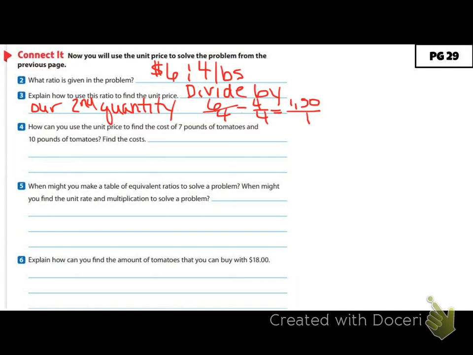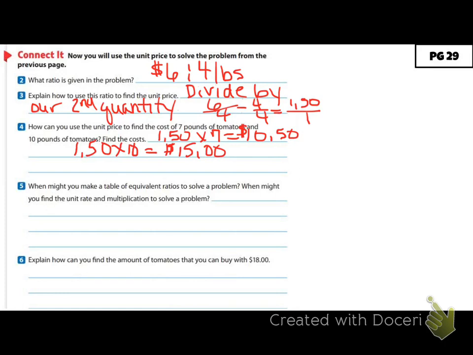Number 4, how can you use the unit price to find the cost of 7 pounds of tomatoes and 10 pounds of tomatoes? Find the cost. Well, if we know how much 1 pound is, we can take that cost, which is $1.50, and we multiply it by the number of pounds. So $1.50 times 7 would give us $10.50. And then we would multiply $1.50 times 10 to find the cost of 10 pounds of tomatoes, and that would give us $15.